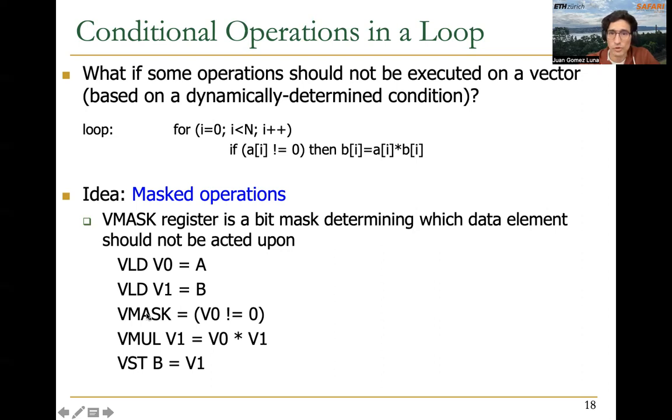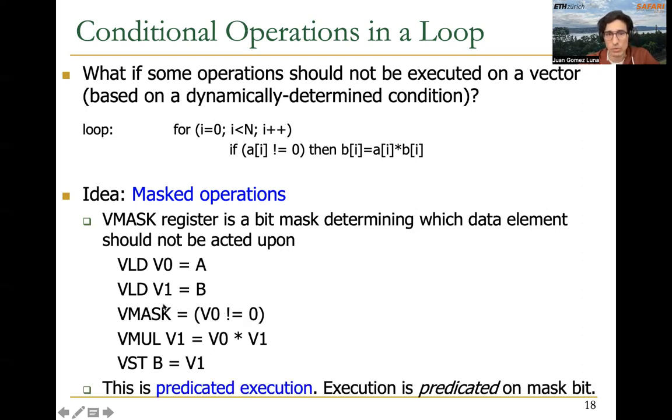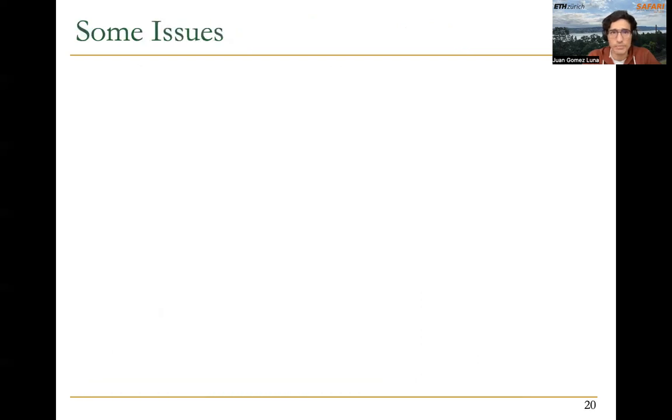And to do so, what we have to do is generate this vector mask. We generate the vector mask basically by checking the predicate of the condition, and based on that, we will obtain a mask bit per lane, per element in the vector arrays, and we will execute the subsequent operations or not. So depending on the value of this vector mask, we will execute this mul and this store for some elements in the vector register or not. This is what is called predicated execution, because the execution is predicated on the mask bit.